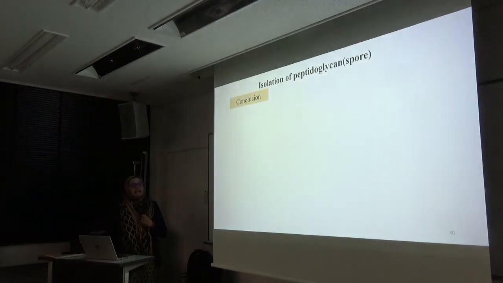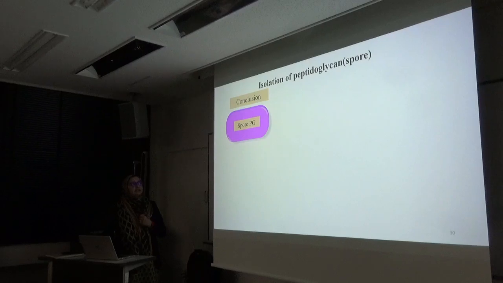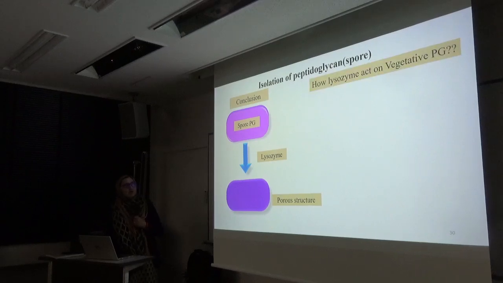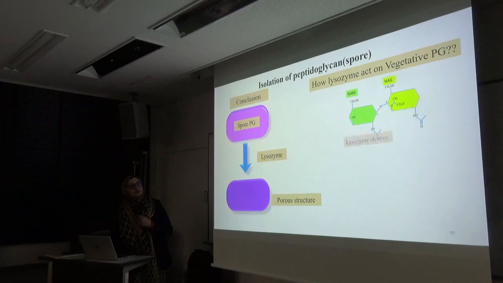So the conclusion I assume is that when the spore PG was treated with the lysozyme, it removed some extra layer from the PG, and we could see a porous structure. So for that we should understand how lysozyme acts on vegetative PG, peptidoglycan. It cleaves the beta 1-4 glycosidic linkage. It is the linkage between N-acetylmuramic acid and N-acetylglucosamine, and it cleaves that and forms peptides.